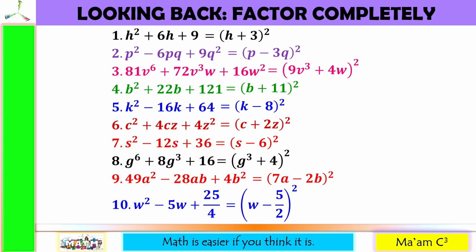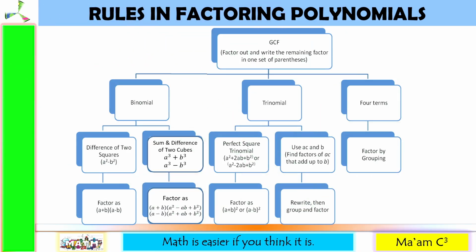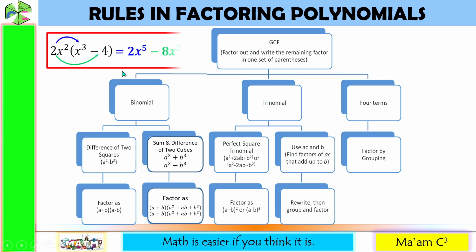Once again, let us take a look at our concept map in factoring polynomials. You know by heart that the first thing that you have to do is to look if there is a greatest common factor. In this example, this one here is the GCF, while this one is the remaining factor. Then we have to identify if the remaining factor is a binomial, trinomial, or a four-term polynomial.